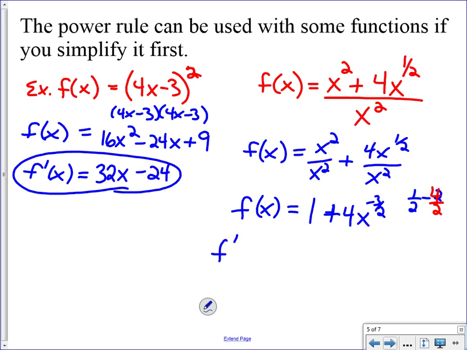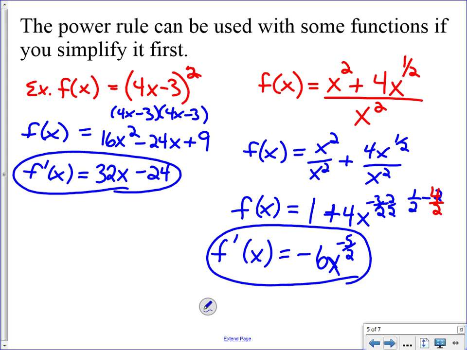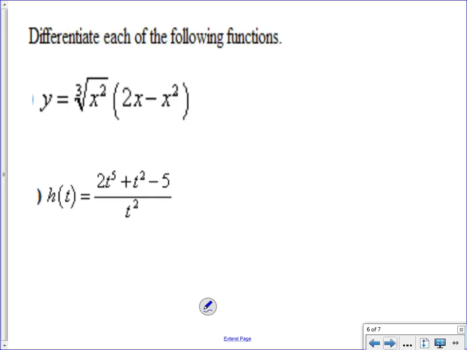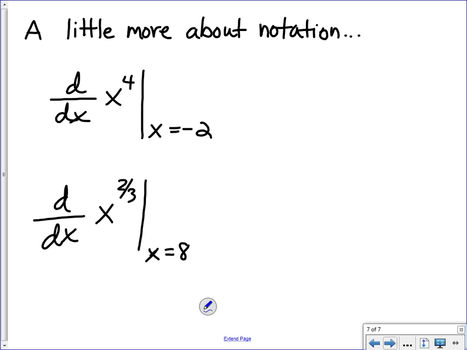All right, so now let's apply our power rule. The derivative of 1 is 0. The derivative of 4x to the negative 3/2, we're going to multiply negative 3/2 times 4, so that'll equal negative 6x to the, we have to subtract 2 over 2, to the negative 5/2. There's our derivative. Alrighty. For the sake of time, I'm going to skip those two because they're pretty similar to the last examples.